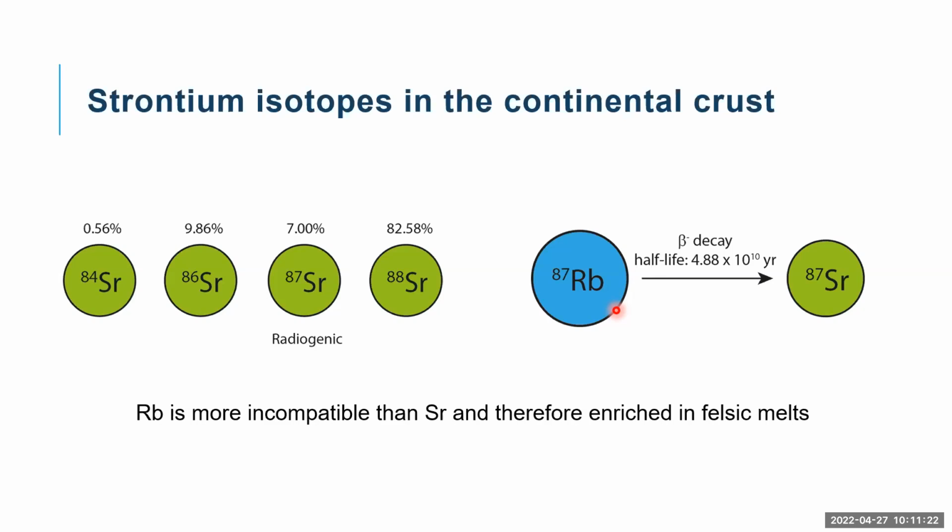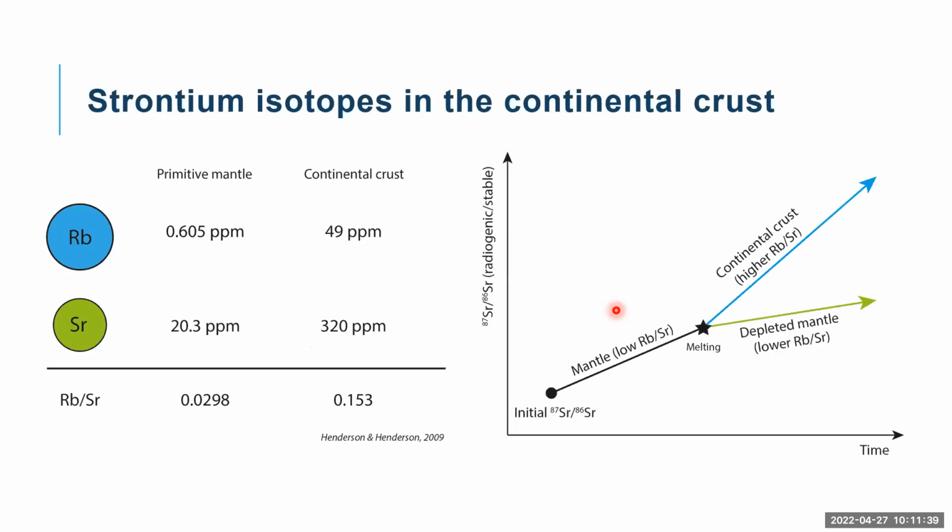that produces this 87 strontium behaves geochemically slightly different from strontium. It's more incompatible, and so this means that rubidium doesn't like to go into mafic minerals and therefore ends up in felsic melts. Now, it's these felsic melts that eventually form continental crustal material, and so as a result of this difference in compatibility, this difference in chemical behavior, we see that rubidium-strontium ratios in the continental crust are much higher than in the mantle that it's derived from. So basically, there's a relative enrichment of rubidium in the continental crust.